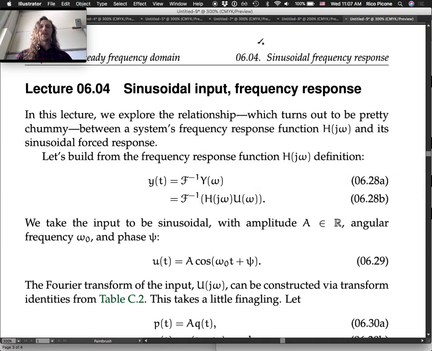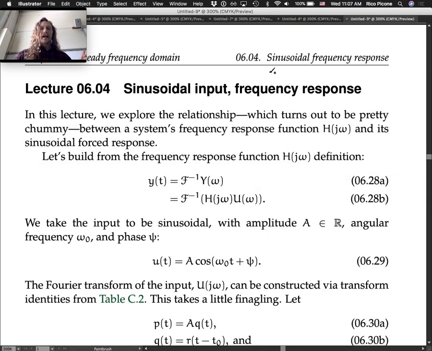All right. So, sinusoidal input frequency response, lecture 6.4. We're getting into some really cool stuff here.